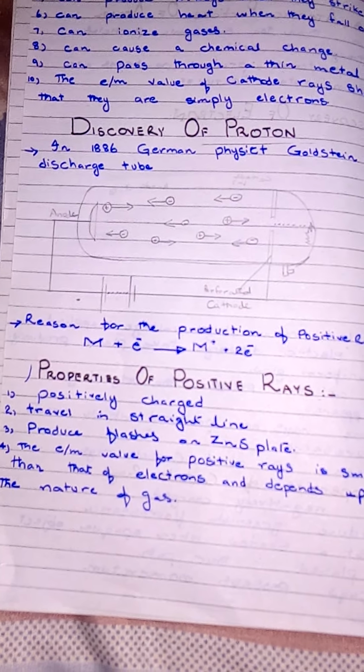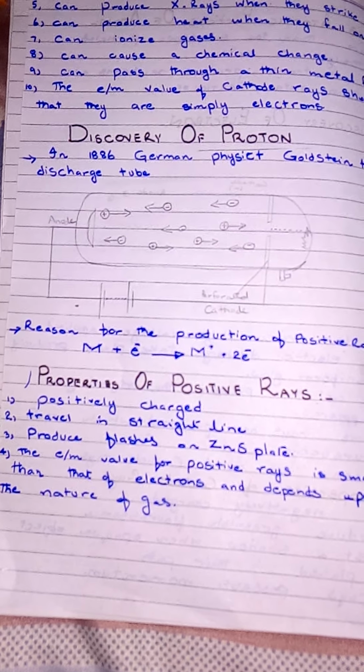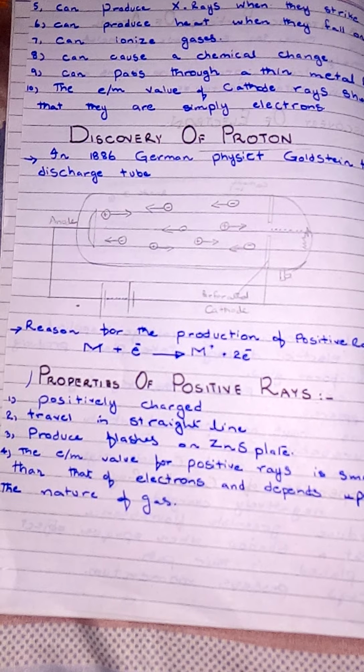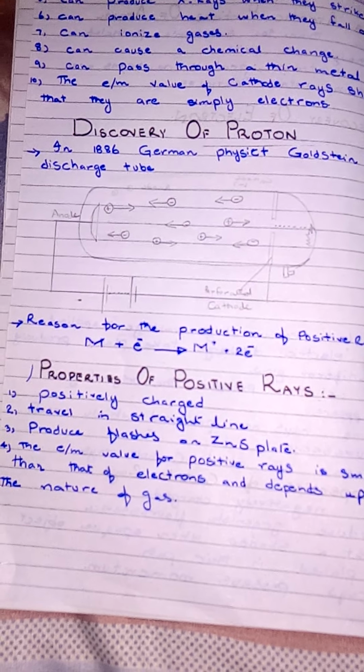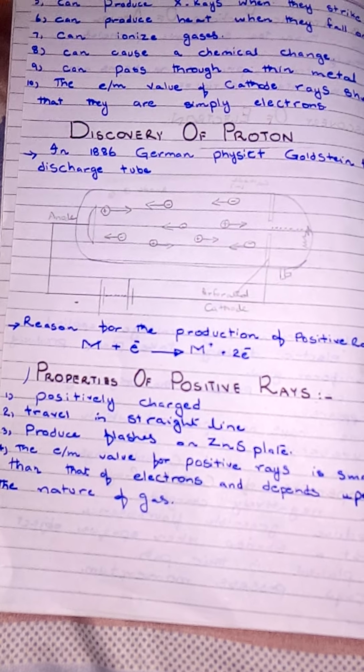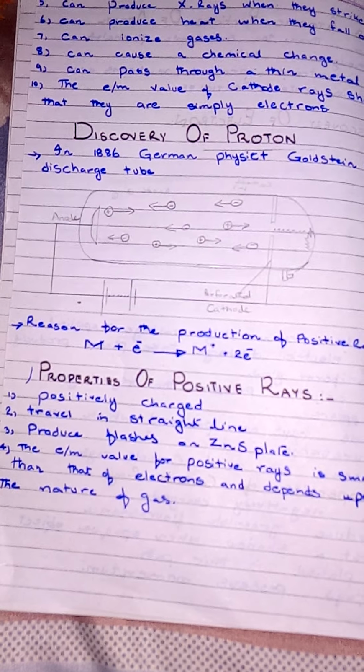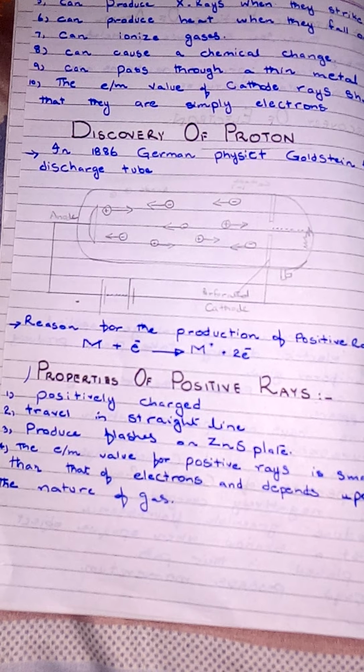on the wall. Since the rays pass through the holes, the canals in the cathode, therefore these are called canal rays. The direction of canal rays is opposite to the direction of cathode rays, and these rays are called positive rays since they carry positive charge.